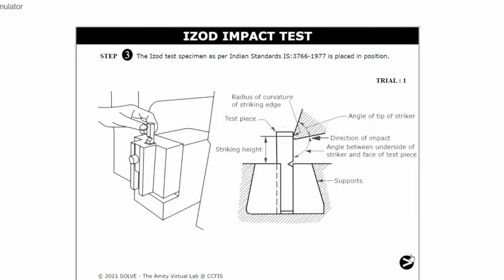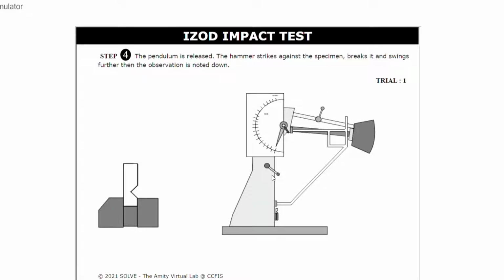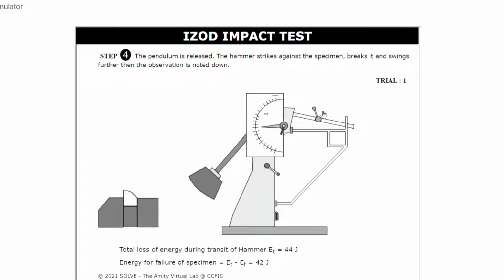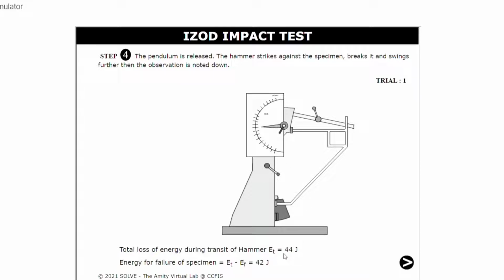Step 4. The pendulum is released. The hammer strikes against the specimen, breaks it, and swings further, then the observation is noted down. Total loss of energy during transit of hammer, E, is 44 joules. Energy for failure of specimen is 42 joules.